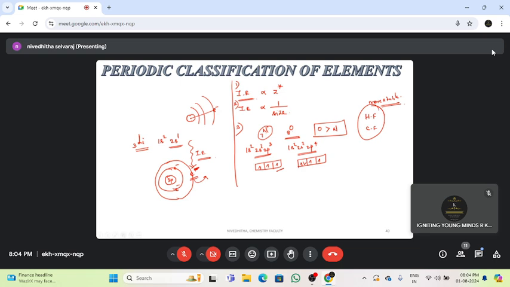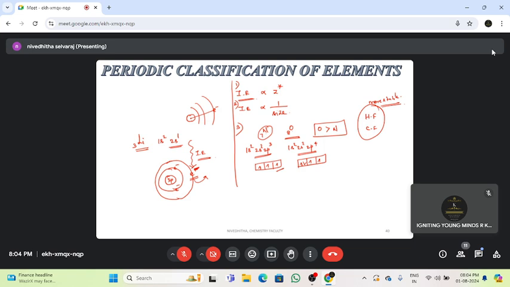So the third factor is electronic configuration. If the electronic configuration is half-filled or completely filled, then removing an electron from that kind of configuration is very difficult. So for half-filled and completely filled configurations, ionization energy will be more irrespective of the trend. Is that clear?